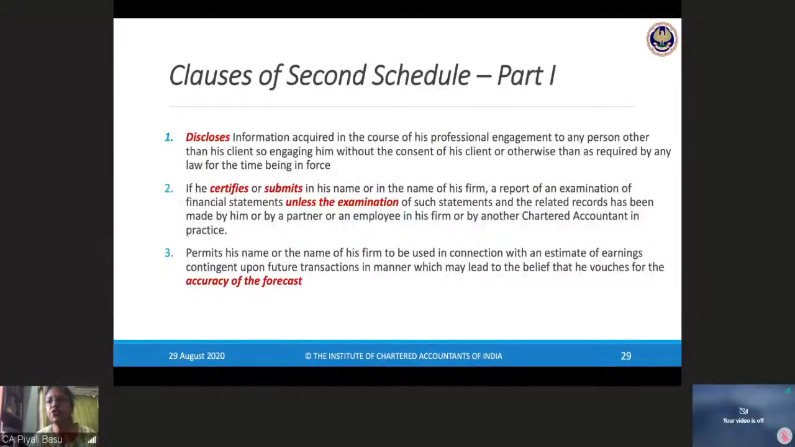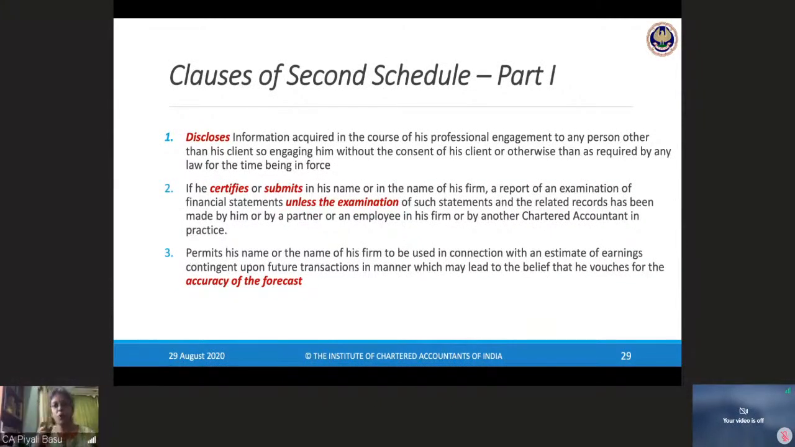Now we need to remember, as in the previous classes, which is very important, which clause is having what. So I'll give you certain keywords. Part 1, 10 clauses. Clause 1, disclose. Please remember the disclose part.